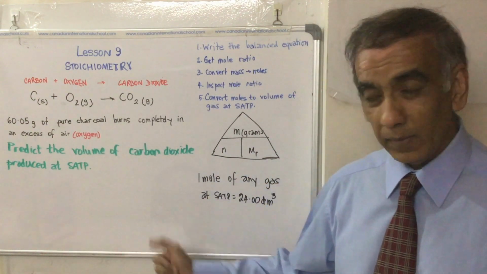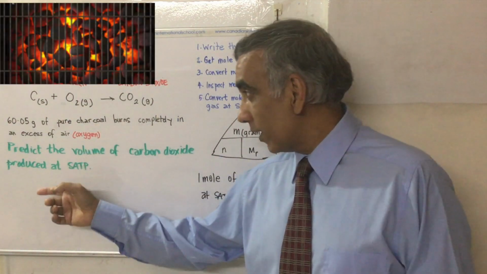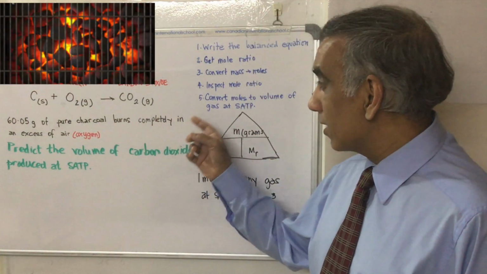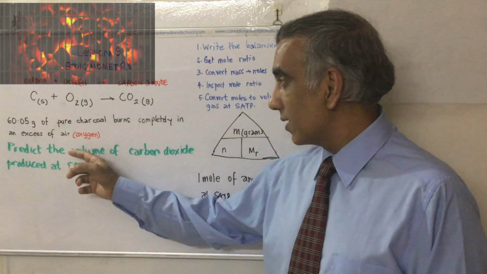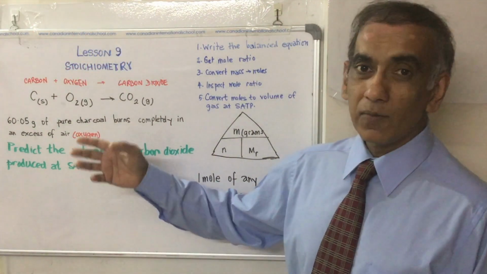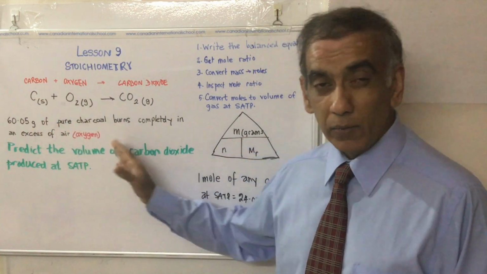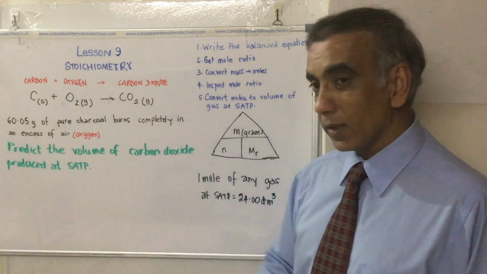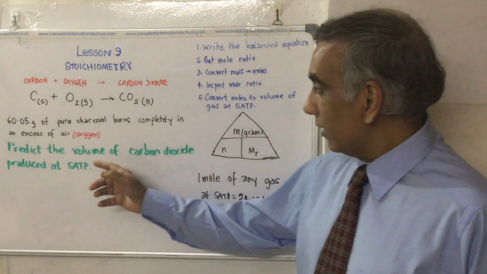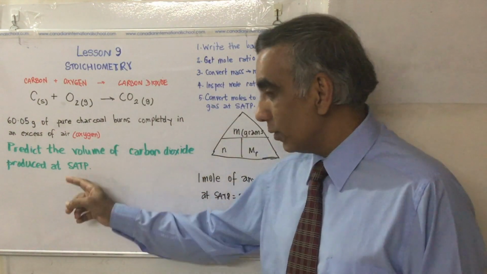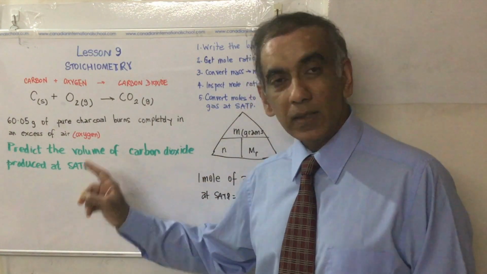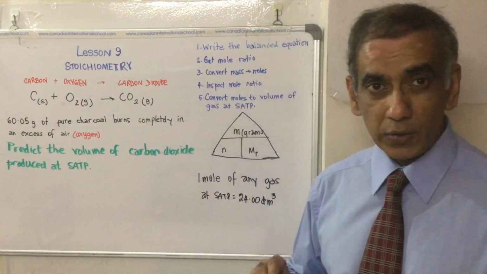We will solve this simple stoichiometric problem, which says 60.05 grams of pure charcoal burns completely in an excess of air. That means it really burns by reacting with oxygen, completely reacting with oxygen to produce carbon dioxide. Predict the volume of carbon dioxide produced at standard ambient temperature and pressure.